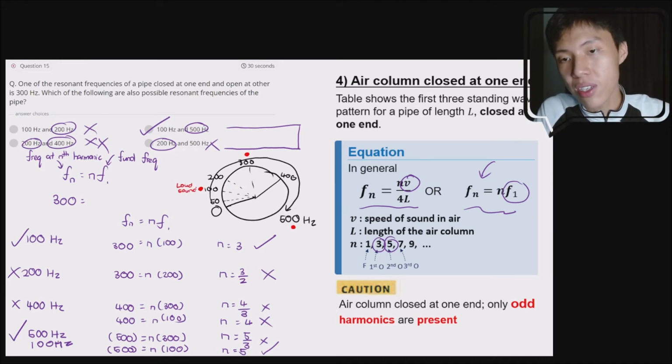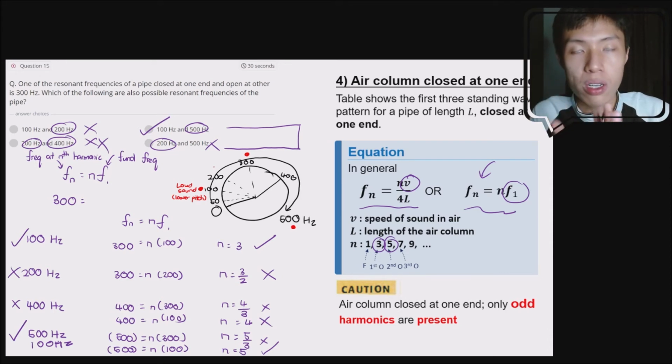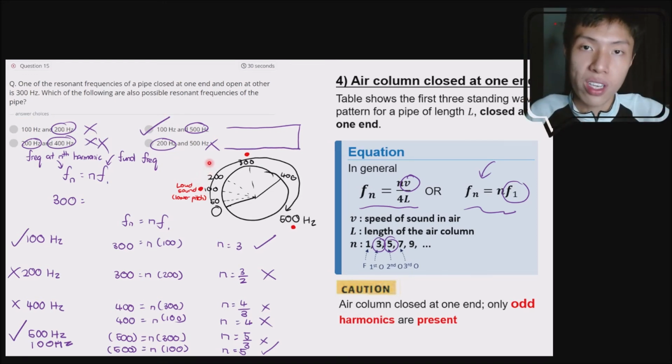Okay, but this loud sound is at the lower pitch. So lower pitch is like this. Then if you change it to 110, 120, you hear the sound goes away. So let's say I change the dial, from here it will go like this, and the sound will disappear. The sound disappears because it's no longer in resonance.